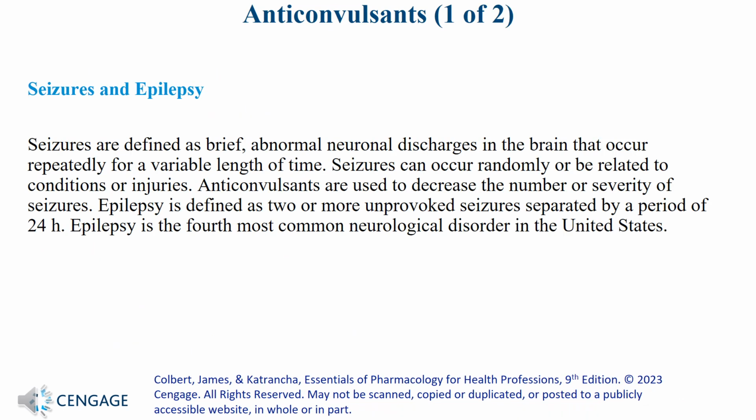Okay, we're going to talk about anticonvulsants, seizures, and epilepsy. Seizures are defined as brief, abnormal neuronal discharges in the brain that occur repeatedly for a variable length of time. Seizures can occur randomly or be related to conditions or injuries. Anticonvulsants are used to decrease the number or severity of seizures. Epilepsy is defined as 2 or more unprovoked seizures separated by a period of 24 hours. Epilepsy is the 4th most common neurological disorder in the United States.